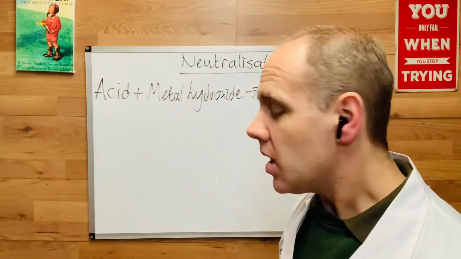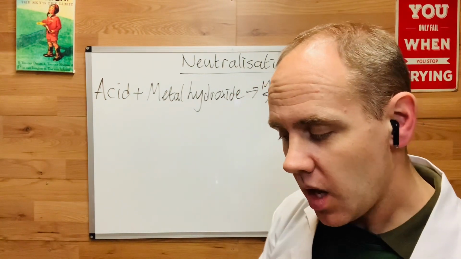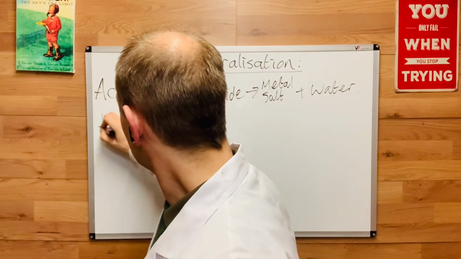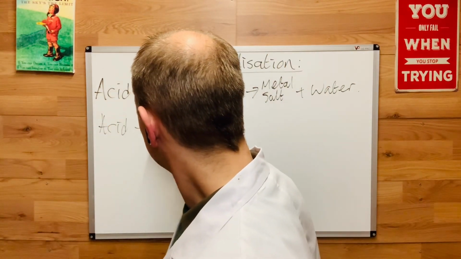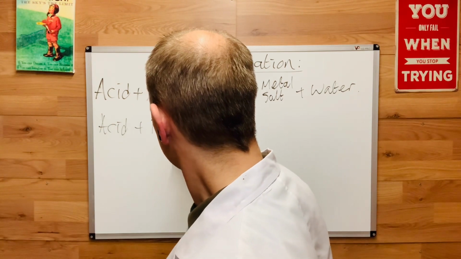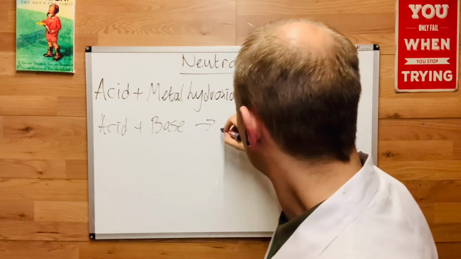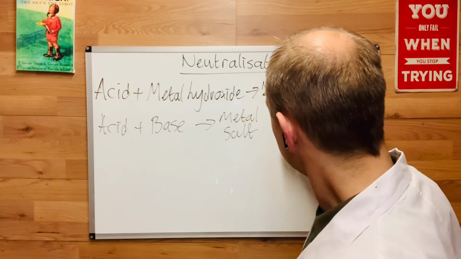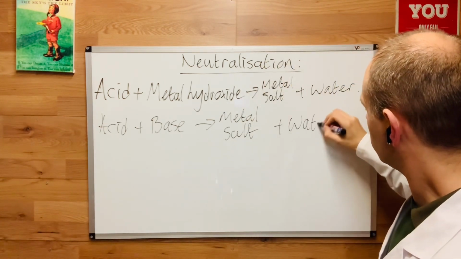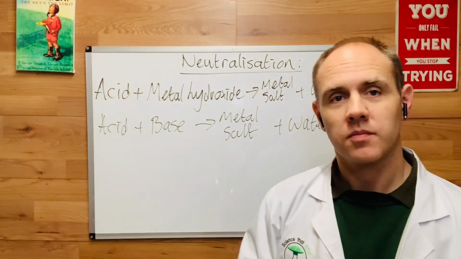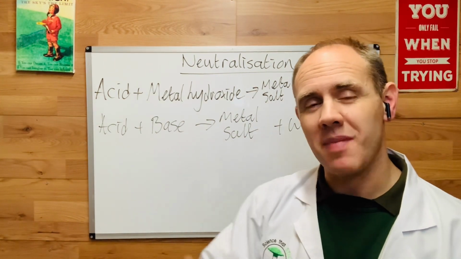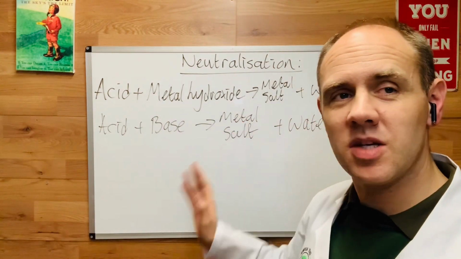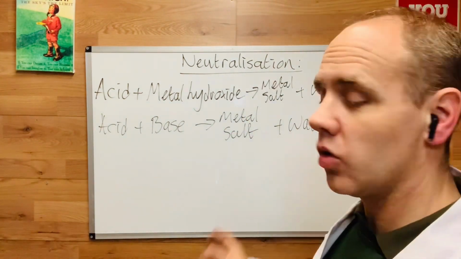Pretty easy. We can also use a base. Now, a base is not soluble, but if we look at the bases, we get a metal salt and we get water. Now, an example of this would be magnesium oxide reacting with sulfuric acid to make magnesium sulfate and water.